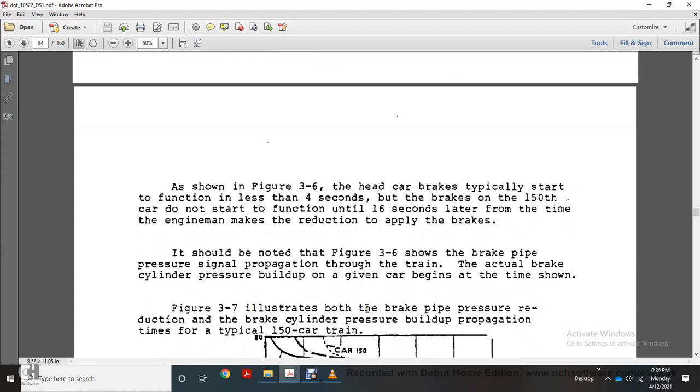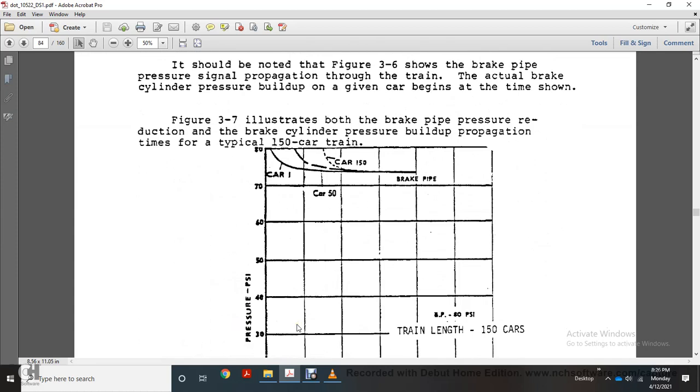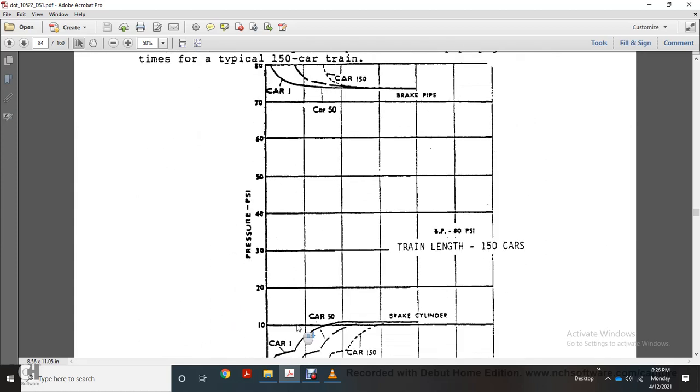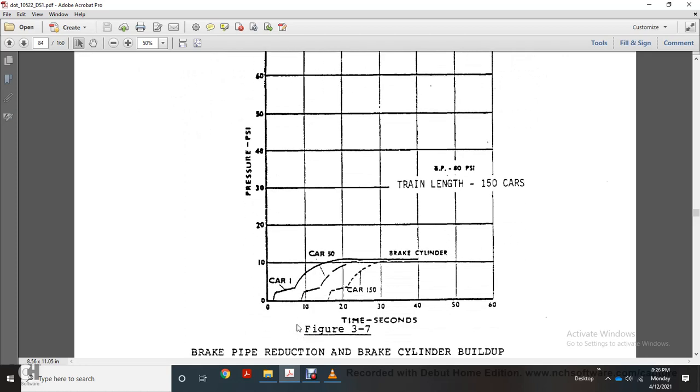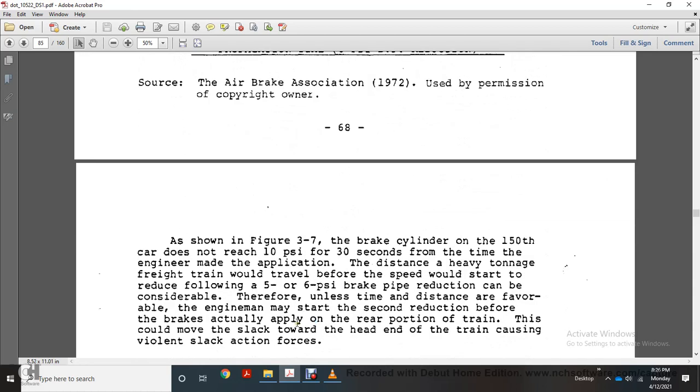Figure 3.7 illustrates the brake pipe pressure reduction and the brake cylinder pressure build up propagation at the time of a typical 150 car train. It shows the brake cylinder pressure in psi for cars 1 through 150, time in seconds. As shown in figure 3.7, the brake cylinder of the 150th car does not reach 10 psi within 30 seconds of the time when the engineer made the application.